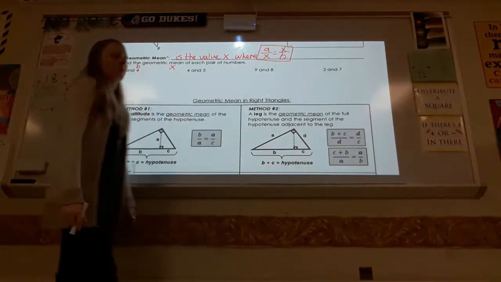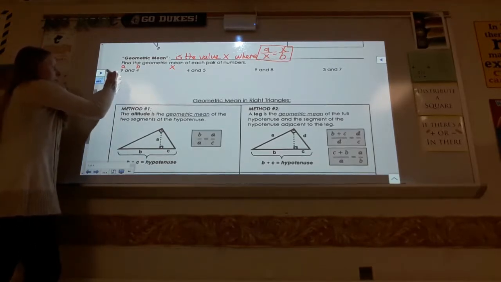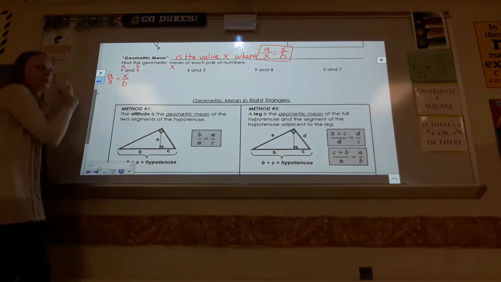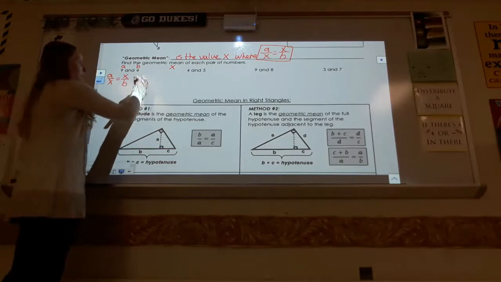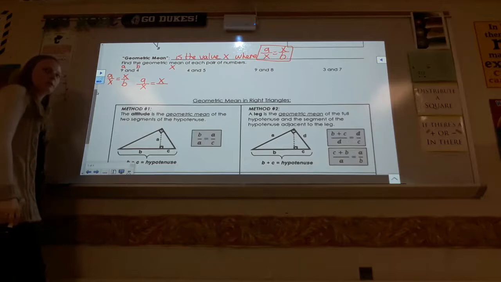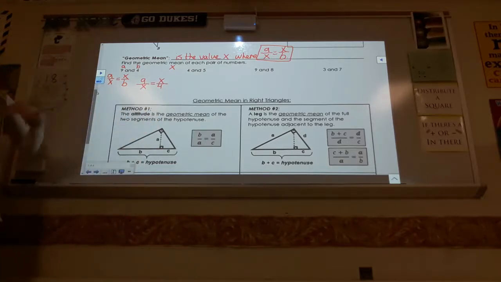Okay? So if our formula is a over x equals x over b, what would a be in this scenario? Because I gave you 2 numbers. It would be the 9. So I would have 9 over x, and then what would I plug in for b? 4. Okay? And I need you guys to cross multiply so we can actually solve for x.